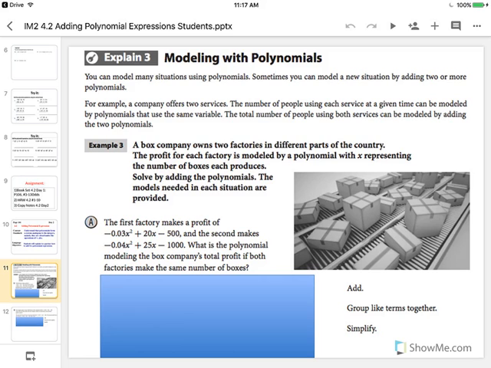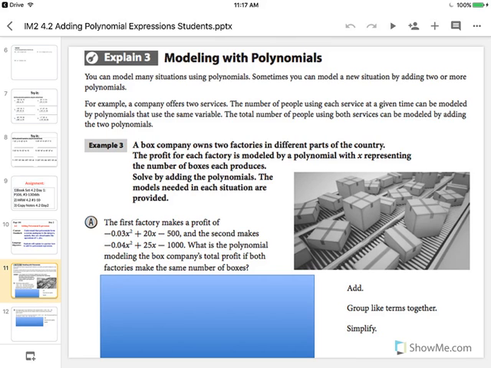A box company owns two factories in different parts of the country. The profit for each factory is modeled by a polynomial with x representing the number of boxes each produces, solved by adding the polynomials. The models needed in each situation are provided. The first factory makes a profit of negative 0.3x squared plus 20x minus 500, and the second makes negative 0.4x squared plus 25x minus 1000. What is the polynomial modeling the box company's total profit if both factories make the same number of boxes?